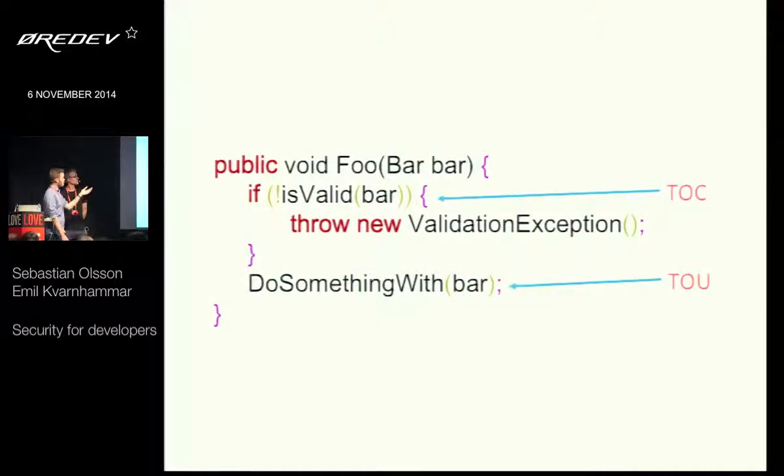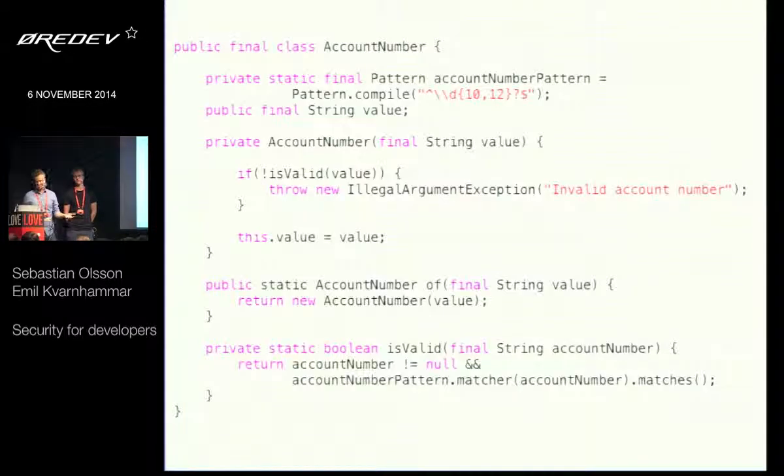For example, we have the time of check, time of use problem. If I check that bar is valid in the beginning of the method, it cannot be acceptable that some other thread comes in and modifies the value of bar after the validation, so that I use it within my domain without validation. And with immutability, such as in this case, the account number can never change. I know that it's this account number. The value within can never change.